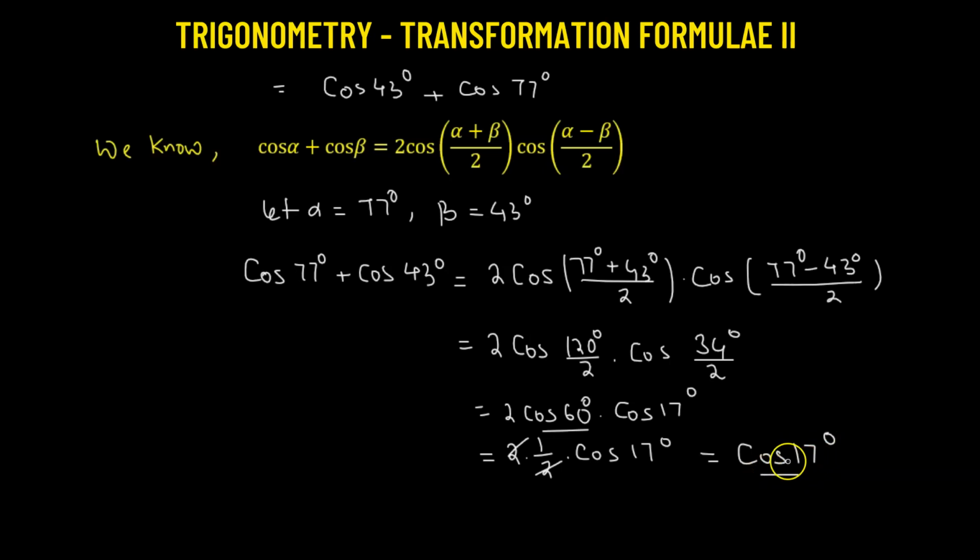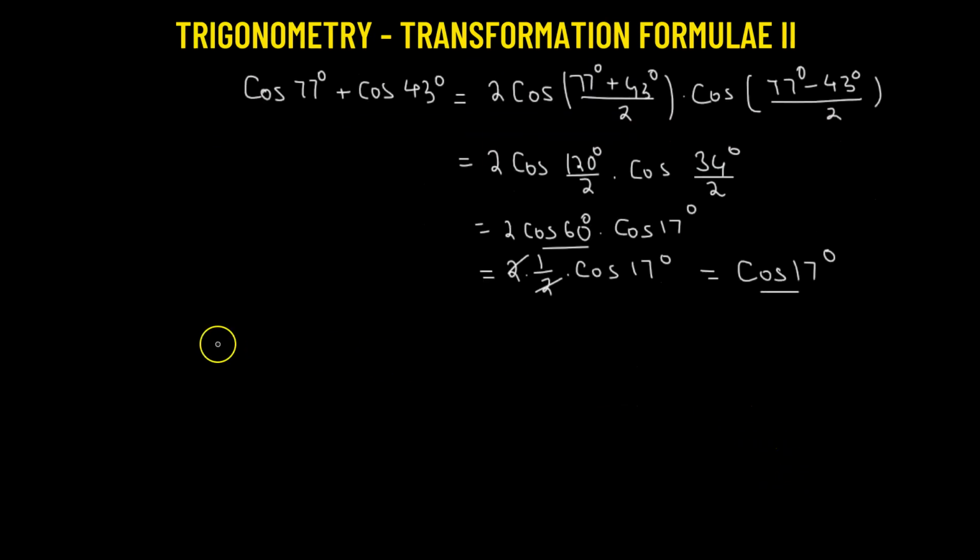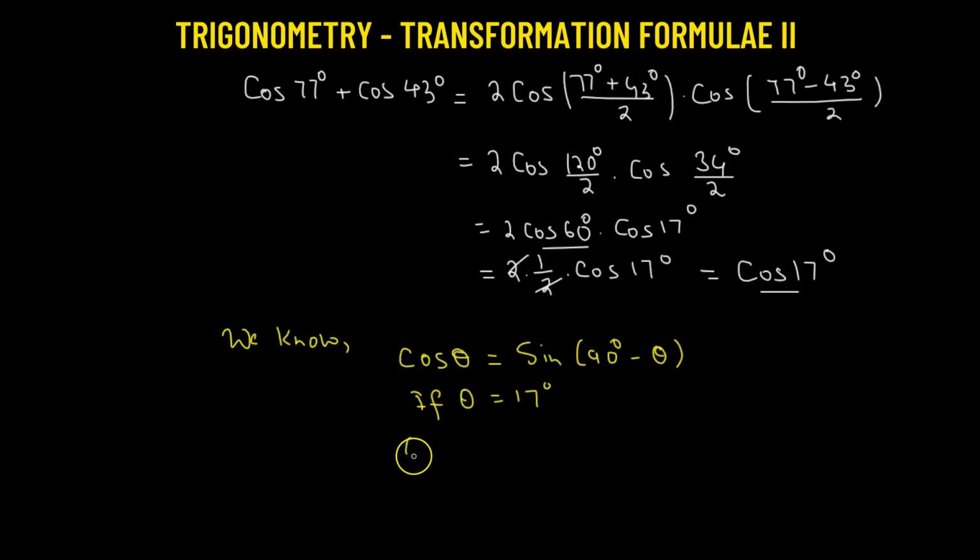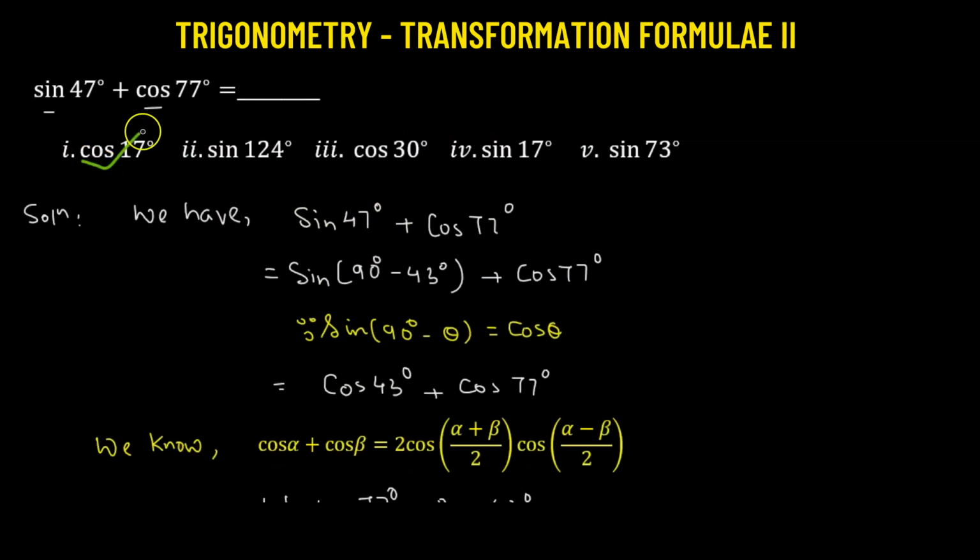Now that we have the value as cosine 17, let's also transform this value to the sine function. We know that if we have cosine of theta, we can transform it to sine of 90 degrees minus theta. So if theta is 17 degrees, then cosine of 17 degrees equals sine of 90 degrees minus 17 degrees, which is sine 73 degrees. So we can say that cosine 17 degrees is equivalent to sine 73 degrees. So these are the answers that we have: cosine 17 degrees and sine 73 degrees are the value of sine 47 degrees plus cosine 77 degrees.